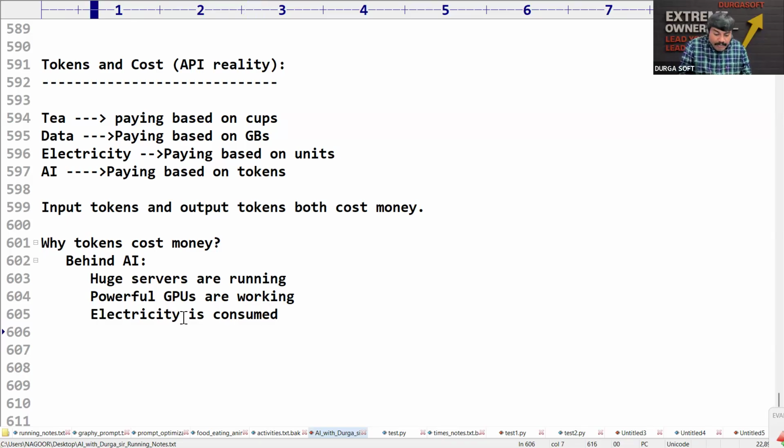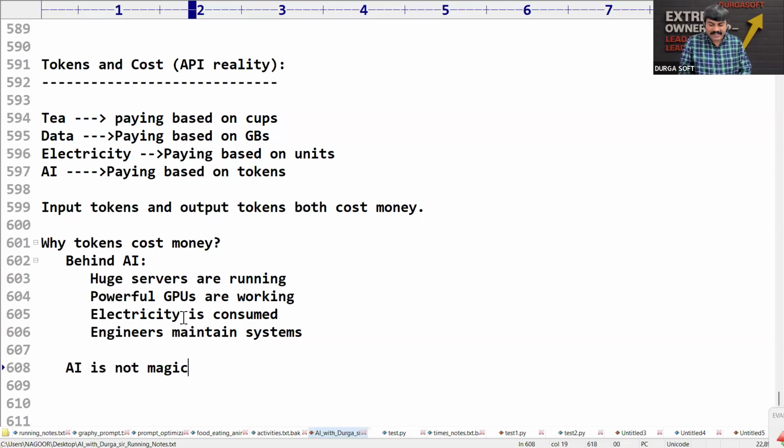Next, engineers maintain systems. All these systems should be maintained by engineers. So AI is not magic. AI is a heavy computation. That is meaningful, right? We should compulsorily have this understanding.